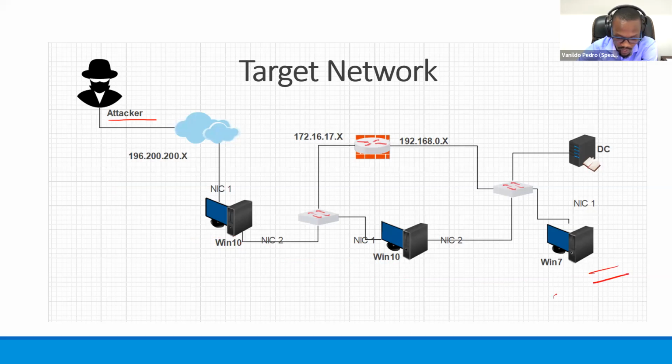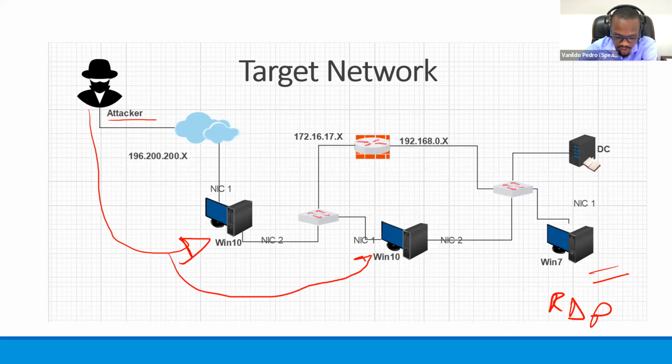The same thing we did with RDP, how that was possible: the attacker sent a request to this machine, okay? This machine received the request, received the packet, and forwarded it to this machine. Since this machine is connected directly to this network, it forwarded the request to this machine and was able to communicate. The same thing we did here, we have to do in the reverse way.